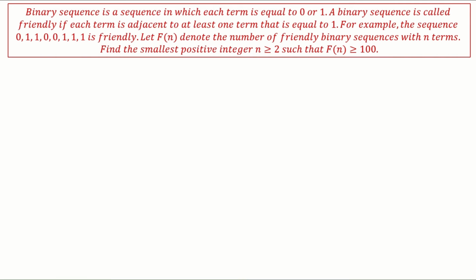Okay, so if you take n binary digits, how many friendly sequences can you make? That is denoted by f of n. Now you find the smallest positive integer n greater than or equal to 2 such that f of n is greater than or equal to 100. It means how many binary digits you require to make 100 friendly sequences.